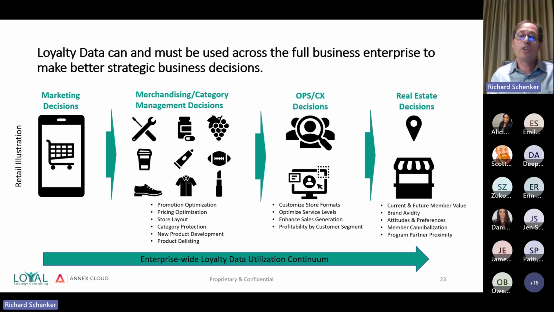But similarly, we should be looking at loyalty data, understanding the current and potential value of the segments within the trade area of that new store, understanding the customer's brand avidity and their CSAT scores, their attitudes, their preferences, and the potential cannibalization of segments with other nearby stores. So again, you can see there's a composite continuum of data that you can use to make better informed decisions from marketing, merchandising, ops, and real estate.